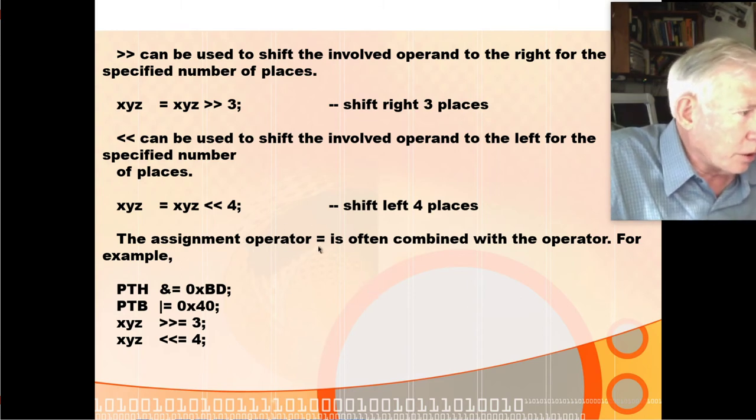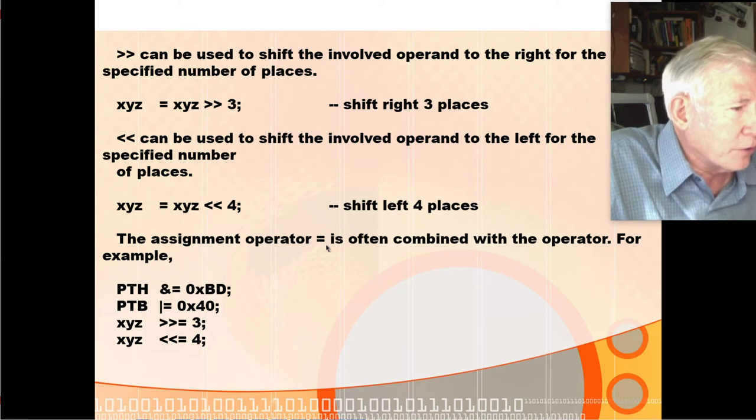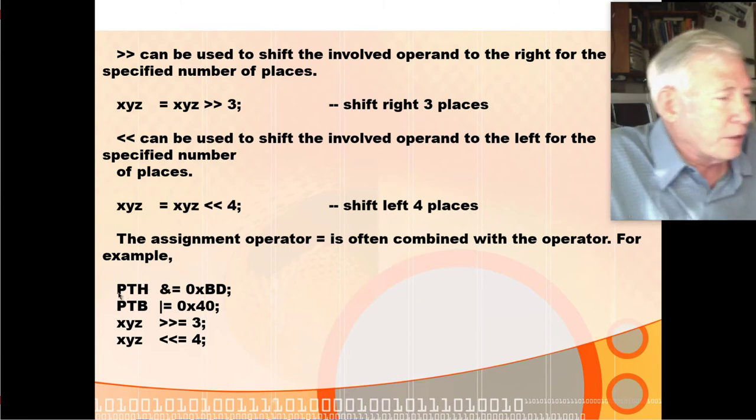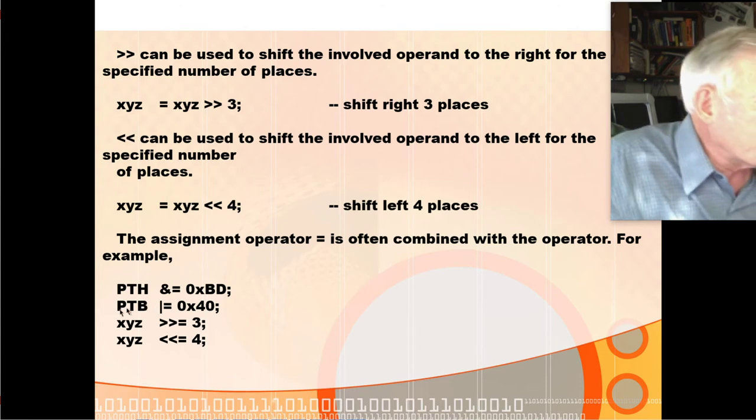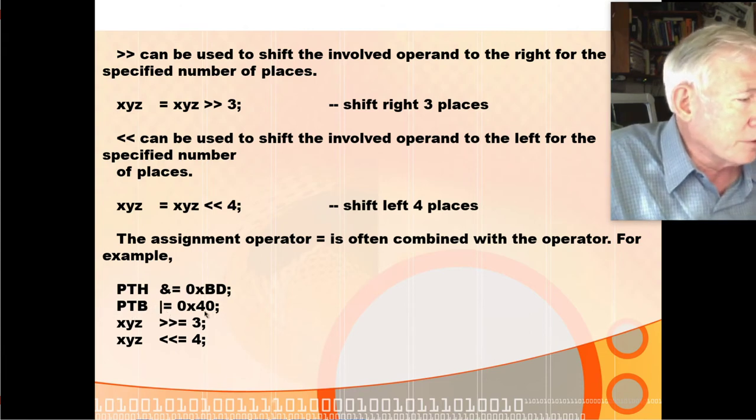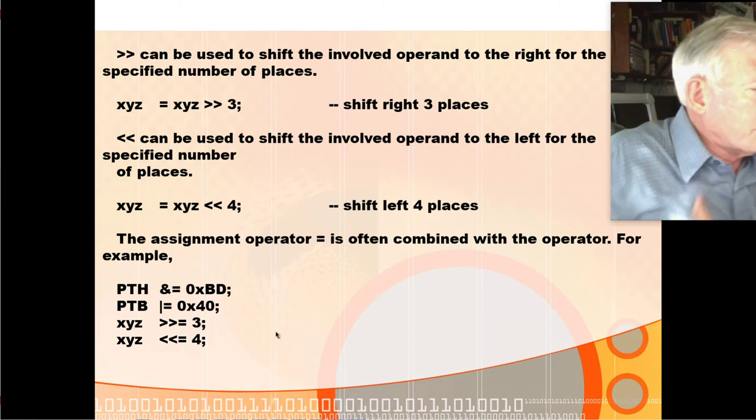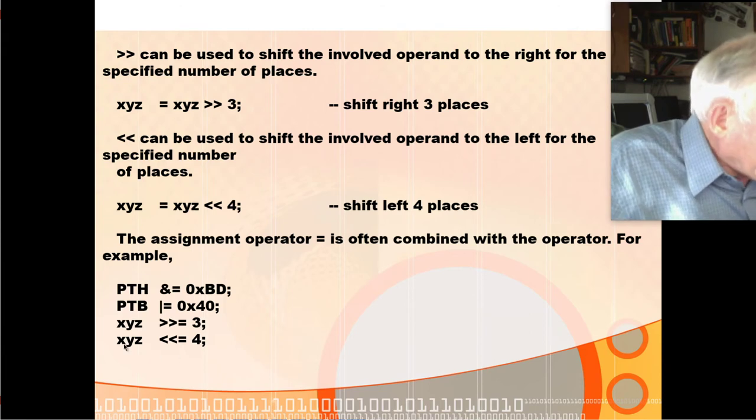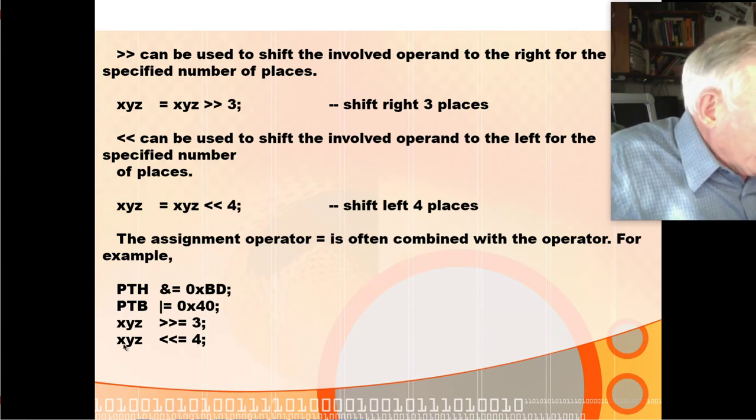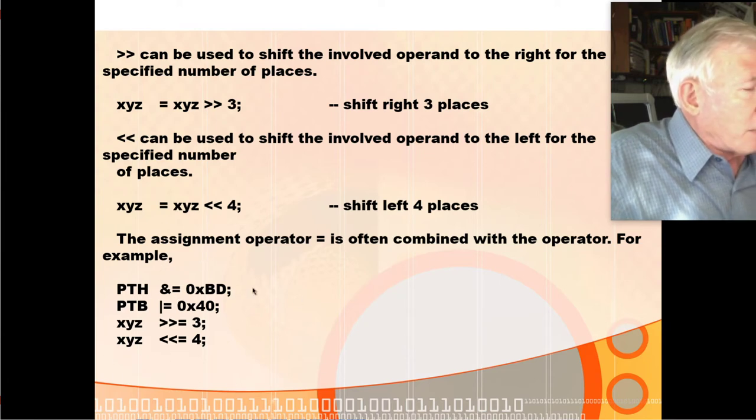You can also combine these operators with the assignment operator. So you can do ampersand equal, so that means take this value here and AND it with the value of the left-hand variable, PTH in this case. Same here, you're ORing PTB with X40. Here you're shifting XYZ right three places. And here you're shifting it left four places. So these are just for efficiency in writing the code.